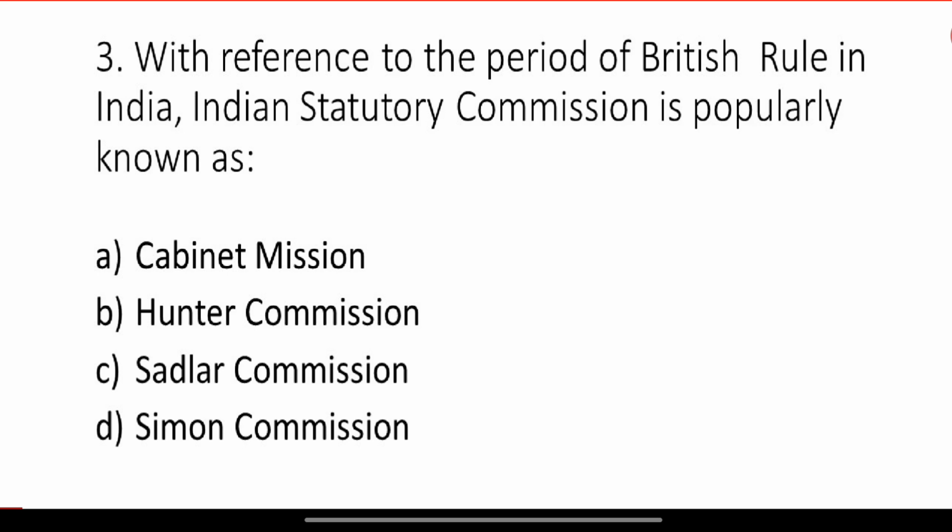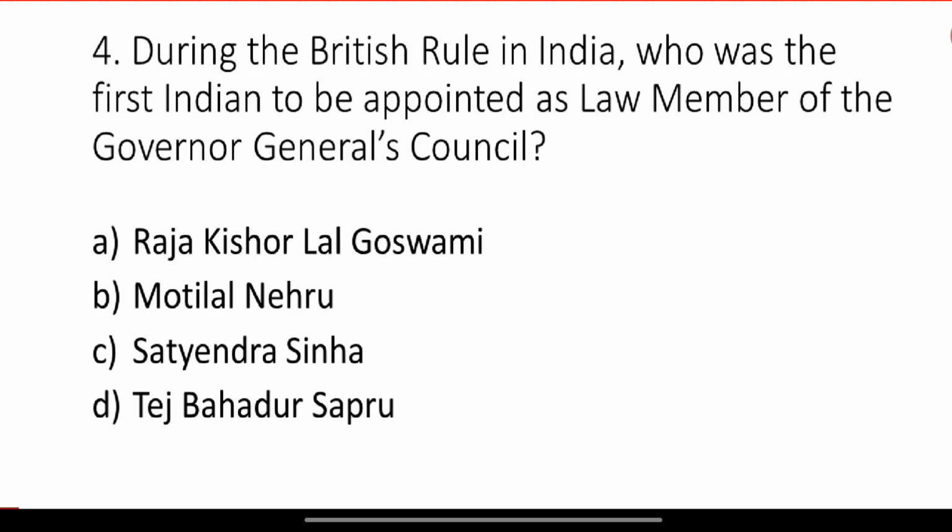With reference to the period of British rule in India, the Indian Statutory Commission is popularly known as the Simon Commission. During the British rule in India, who was the first Indian to be appointed as law member of the Governor General's Council? Option C, Satyendra Sinha. These questions are important.